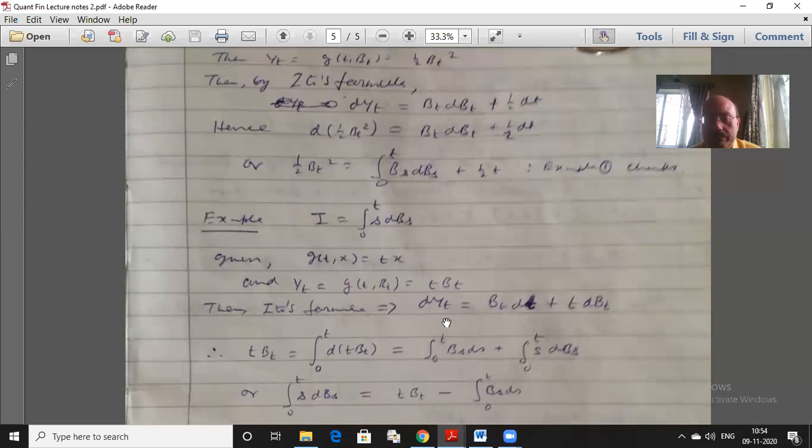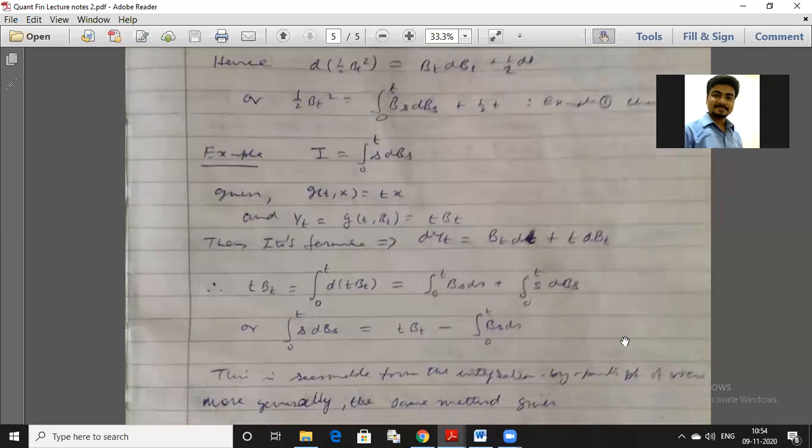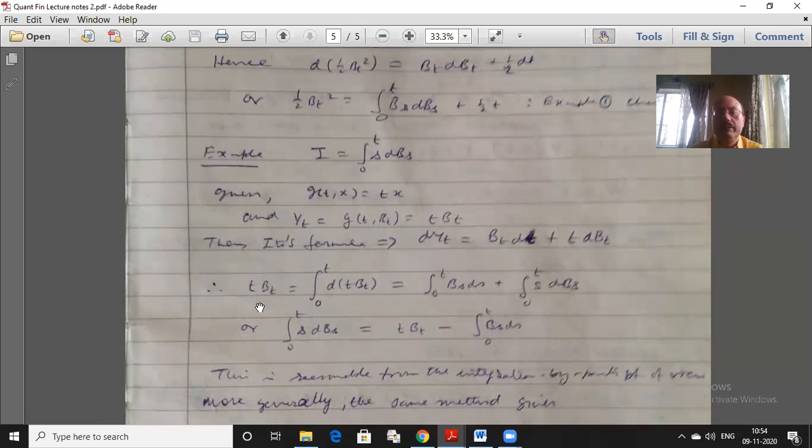When we check with the actual formula and evaluate, this will be dY_t. So I integrate both sides. On the left hand side I will recover t B_t, which is the integral of dY_t, and this side I will have B_s ds plus s dB_s. So I can change sides and I can see that the integral of s dB_s is t B_t minus the integral of B_s ds. Well, we have not been able to evaluate this explicitly, but we have got something else which is also useful.